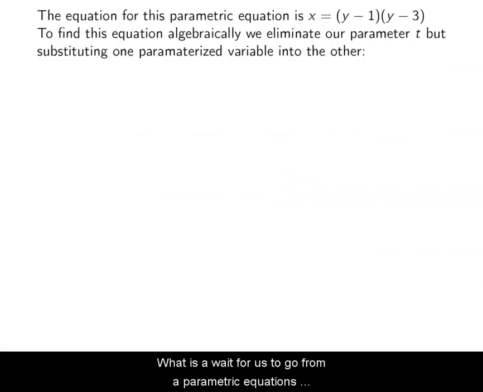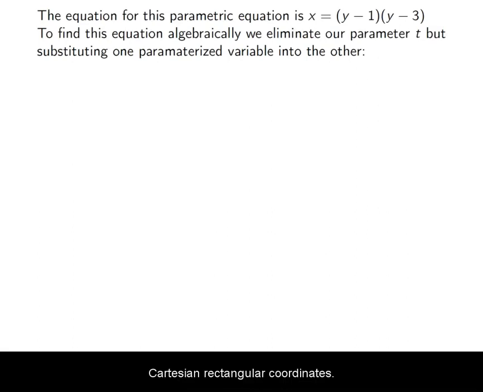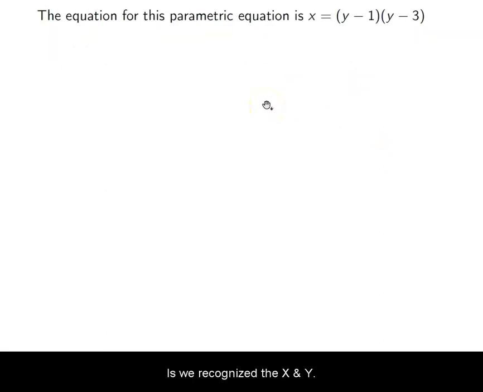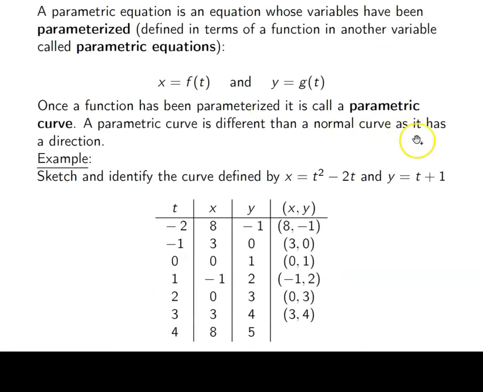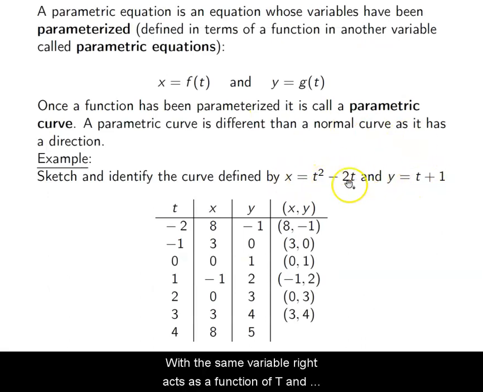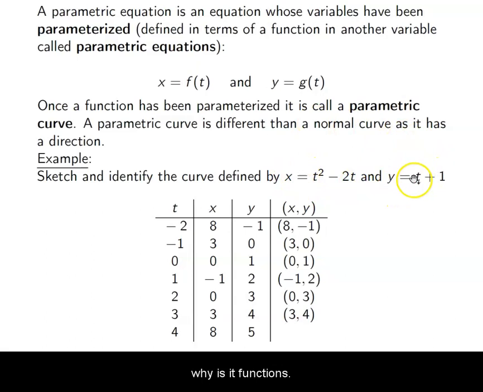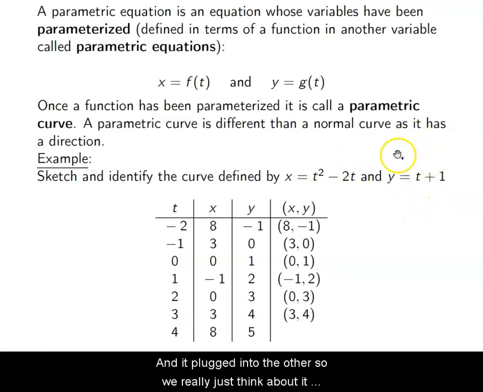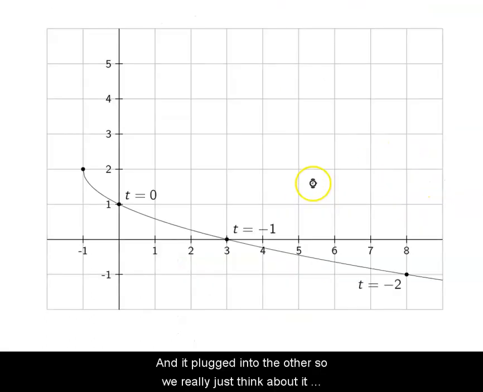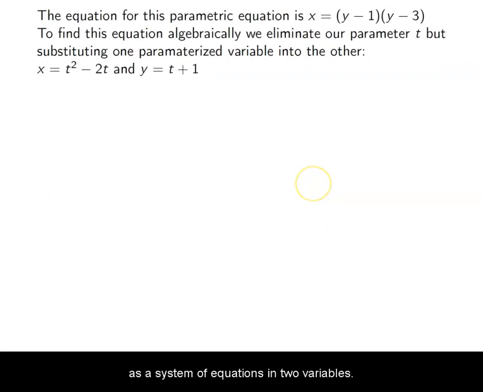Well, there's a way for us to go from a parametric equation into our standard Cartesian rectangular coordinate equation, right? And so the way that we do that is we recognize that x and y are two functions with the same variable. X is a function of t and y is a function of t. So really what we need to do is we take one of these things and we solve for t and then plug it into the other. So we really just think about it as a system of equations in two variables.